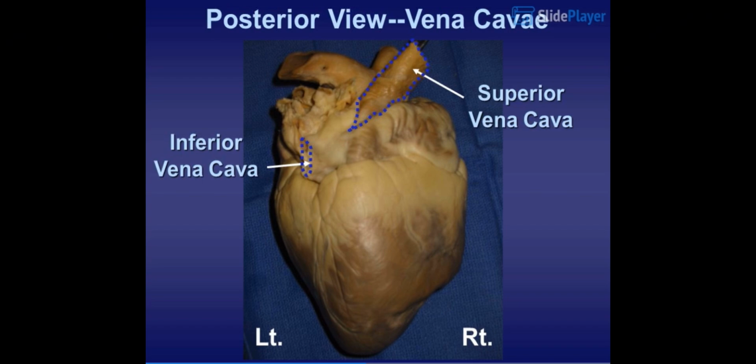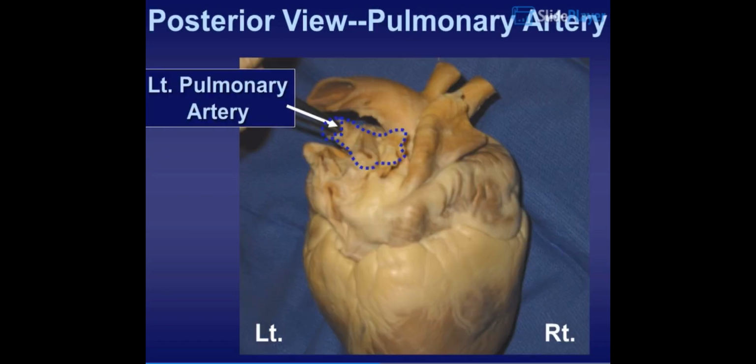Students should be able to insert a gloved finger or probe via the vena cava into the right auricle and make the ear wiggle. Remind students that the more superior opening is the superior vena cava and the inferior opening is the inferior vena cava. Left, right. Posterior view. Pulmonary artery.